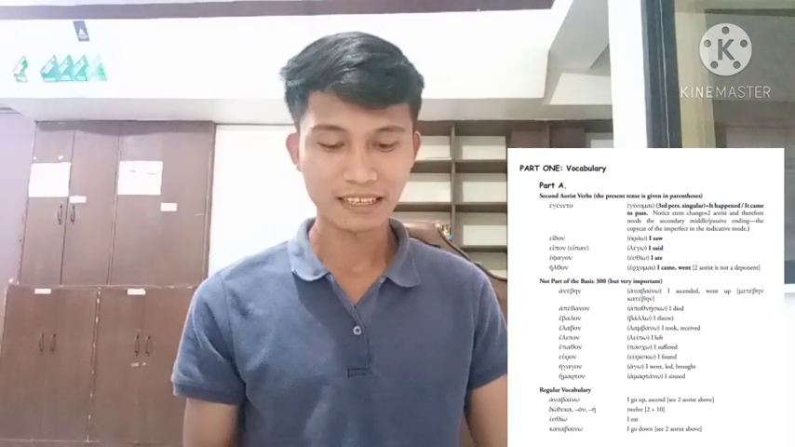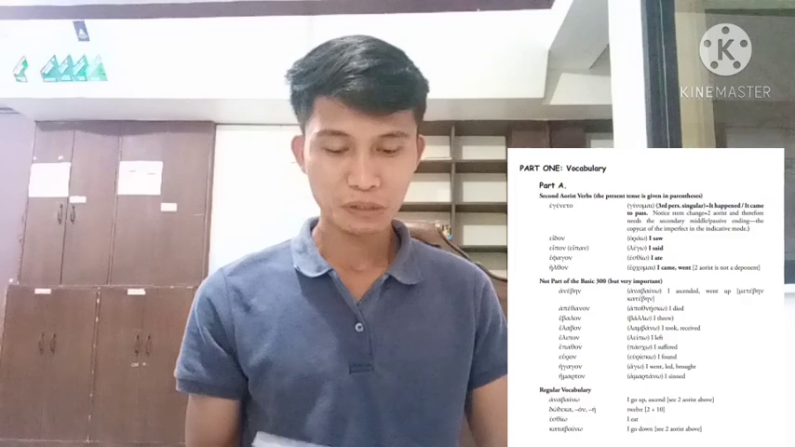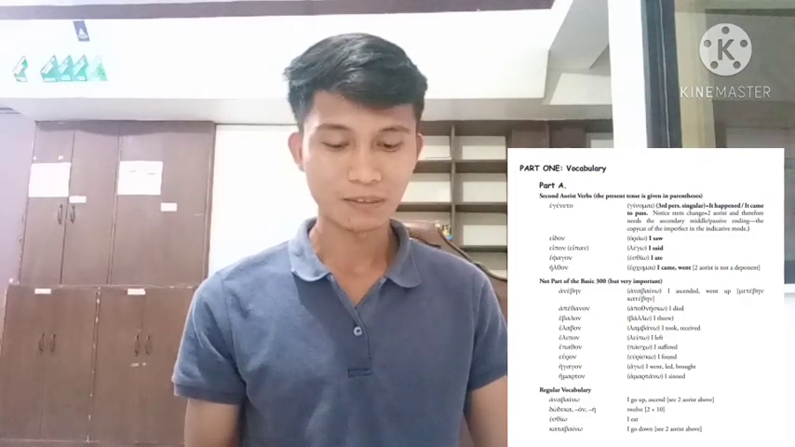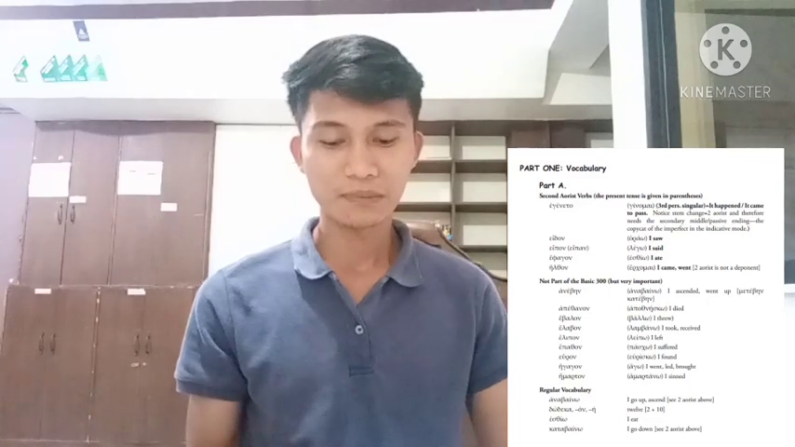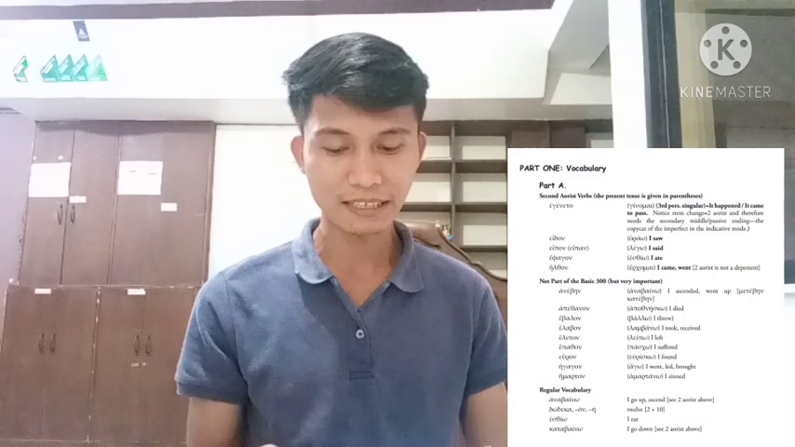The third section and the last section for this part is regular vocabulary. We have here ἀναβαίνω, which means I go up, I ascend. The next word is δώδεκα, which means 12. The next word is ἐσθίω. I eat. The last word for the section is κατέβην. I go down.